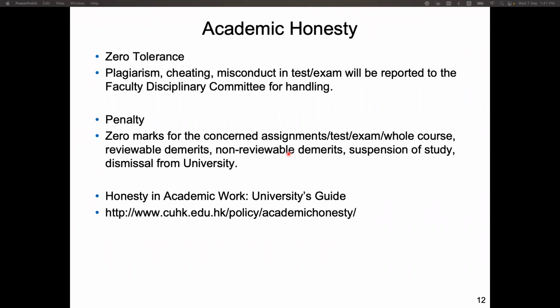Okay, last thing. It's about academic honesty. The university places a very high emphasis on academic honesty. So it takes a zero tolerance approach towards plagiarism, cheating, things like that. And there will be severe penalty for plagiarism. And this is the complete university policy on academic honesty. You are encouraged to go through it.